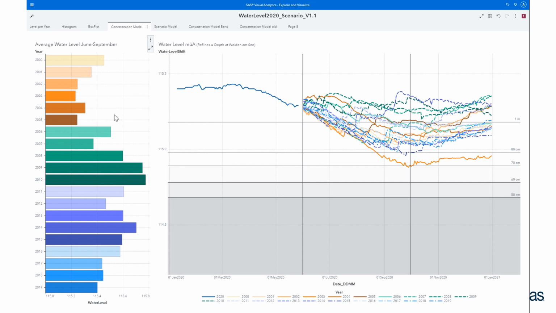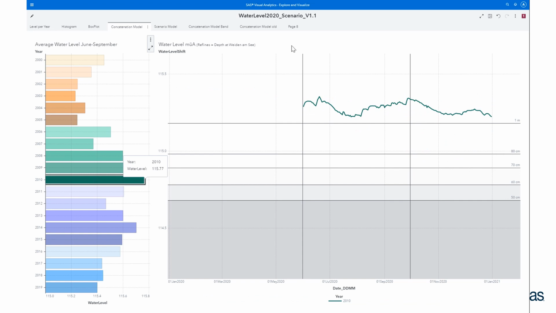So when we see 2010, it would be a year with a lot of water in these months, and when we click on that, we see that on our right graph we just get filtered this one year. This means if the actual water level would continue like in 2010, our scenario would look like this. We will stay a little bit above 1 meter of water deepness.